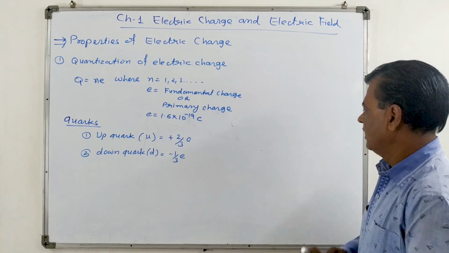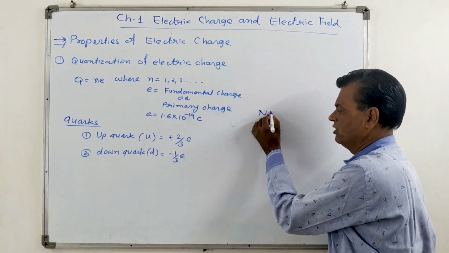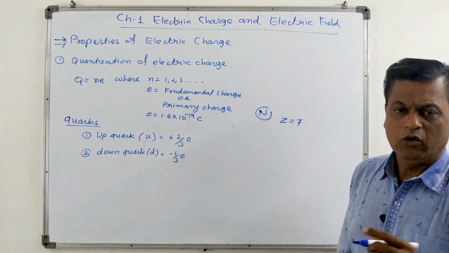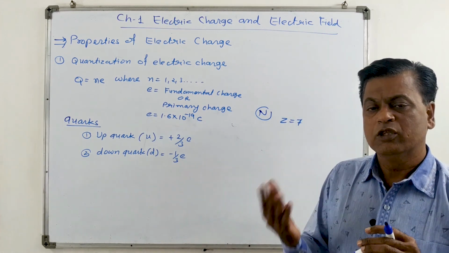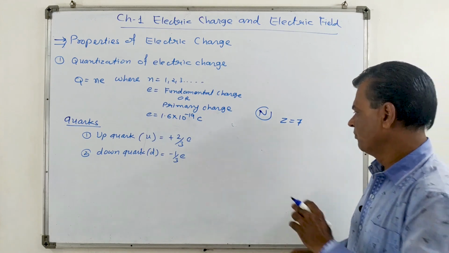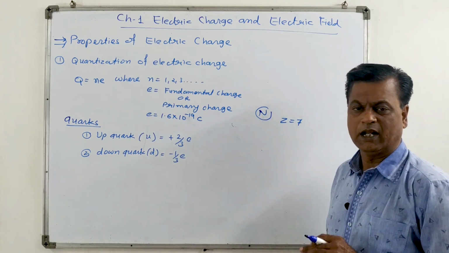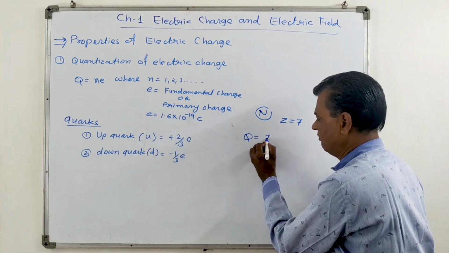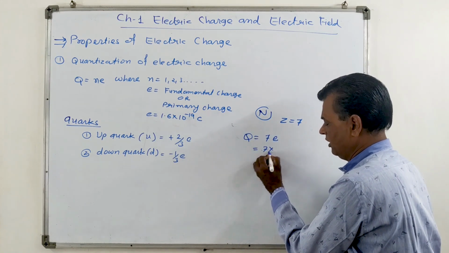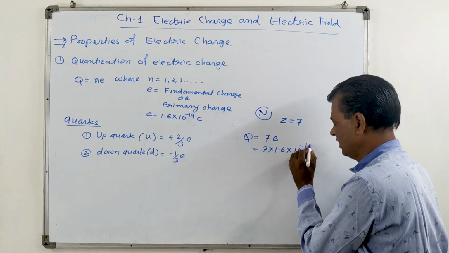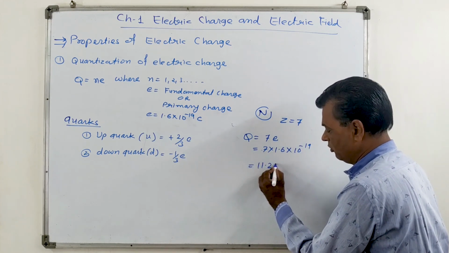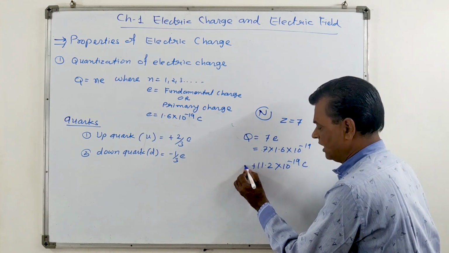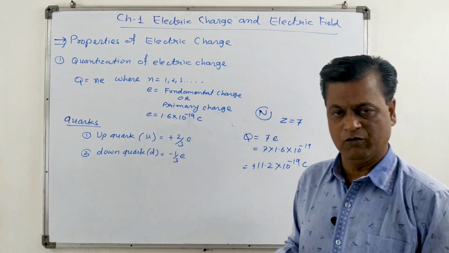Suppose a nitrogen atom. The atomic number of nitrogen is 7. So what is the electric charge on the nucleus of the nitrogen atom? In a nitrogen atom there are 7 protons inside the nucleus. So Q = 7e, which is 7 × 1.6 × 10^-19, so 11.2 × 10^-19 coulomb. So this much charge is possessed by the nitrogen nucleus.